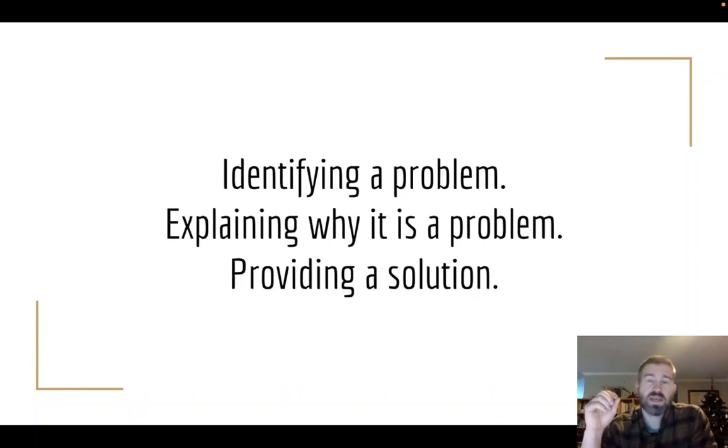With a research essay, I would say a good way to think about it is we want to identify a problem, we want to explain why it's a problem, and then we want to provide some sort of solution. And it doesn't have to be a complete solution. It can be simply a suggestion or a course of action that we could take next. So for example, let's say world hunger is a problem that you've identified and you want to explain why it's a problem. Great. But you don't necessarily have to solve world hunger.